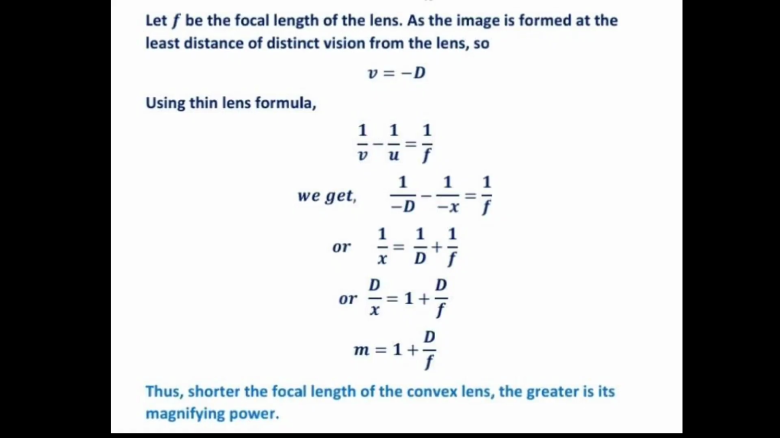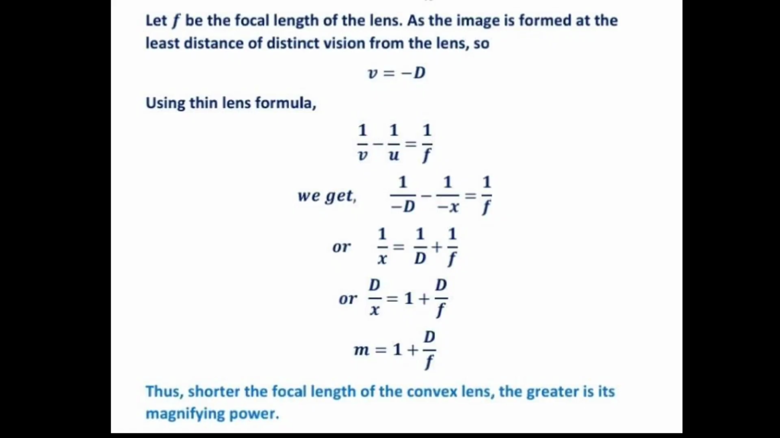Now we are going to express the relation of the magnifying power in terms of the focal length. Shorter the focal length of the convex lens, greater is its magnifying power. So for this, let small f be the focal length of the lens. As the image is formed at the least distance of distinct vision from the lens, we take small v is equal to minus D by using the proper sign conventions. Then we use the lens formula, that is 1 by v minus 1 by u is equal to 1 by f. Then we put the values of v and u, and u is equal to x, and by using the sign convention this is equal to minus x.